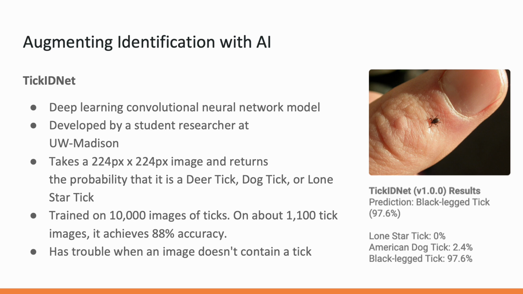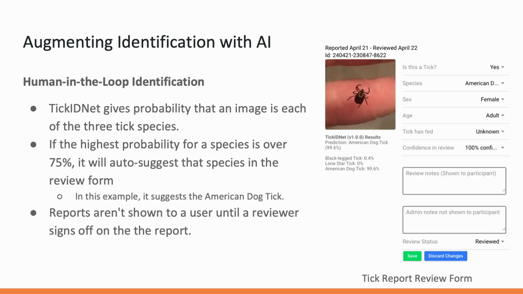On a test set of 1,100 real-world images, the model achieved an 88% accuracy. However, even though the model worked great on images of ticks, it does have some trouble when an image doesn't contain a tick. Anecdotally, one researcher said that it once classified an elephant as a tick. So knowing that weakness, we knew that we'd need our human reviewers to double-check TickIDNet's work. Thus, we built the Tick Report Review Form as a human-in-the-loop system.